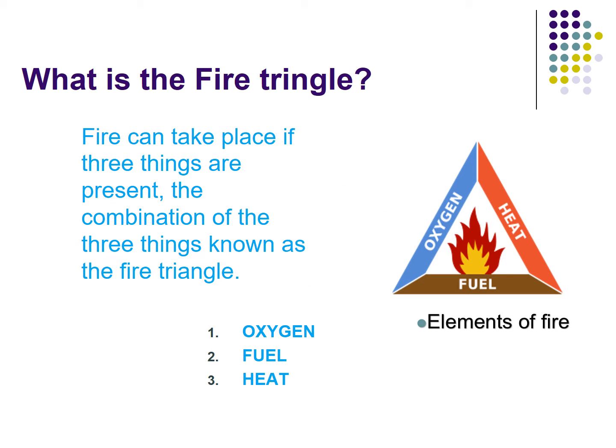What is the fire triangle? Fire can take place if three things are present. The combination of three things is known as the fire triangle: oxygen, fuel, heat. Oxygen, fuel, and heat are the elements of fire. If these three things are combined, then only fire can take place.